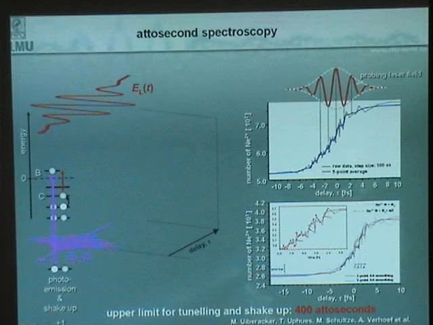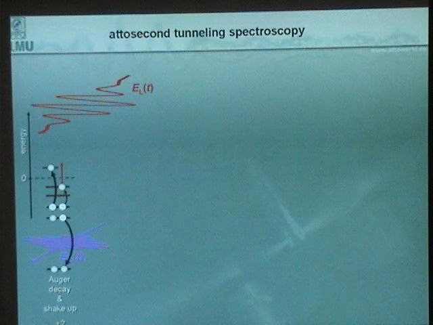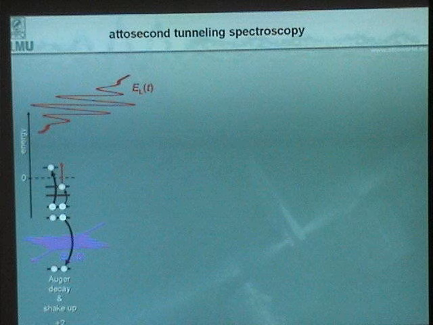From this, we can set a very safe upper limit for tunneling and shake-up of around 400 attoseconds. Probably this is a very conservative estimate, and probably the real response times are significantly shorter. Now with this working, we can take the next step and now apply this tunneling process for probing an Auger relaxation. Now we choose a system in which we produce a core hole by our XUV pulse.